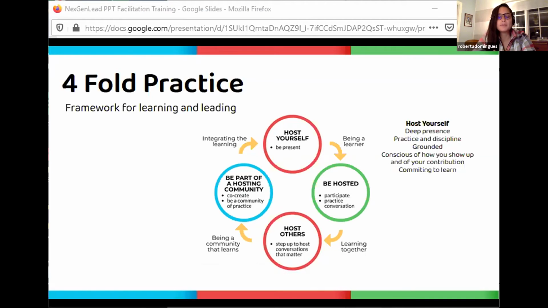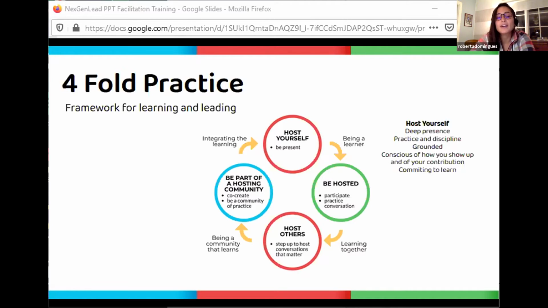So how do we want to be coming to this journey individually? How do I want my presence to be? How present do I want to be? Am I going to be disciplined and do all that I need? What do I need to be aware of in my needs, to be grounded and bring my focus and attention to the meetings as well? And how do I want to show up to be at my best with my contribution, and how committed do I want to be to my own learning? So this is about hosting myself.